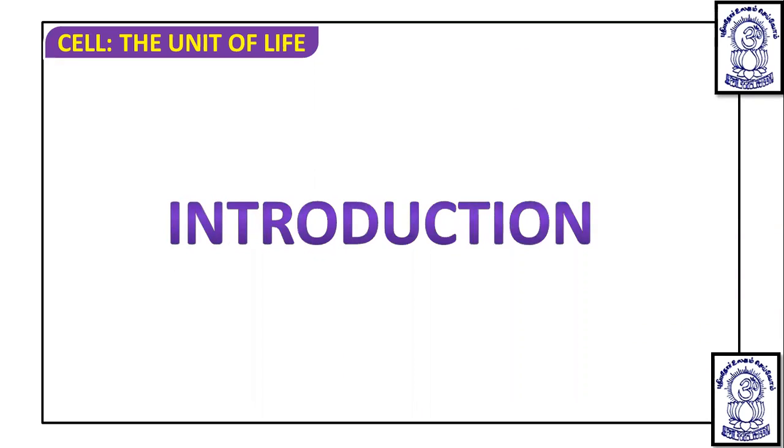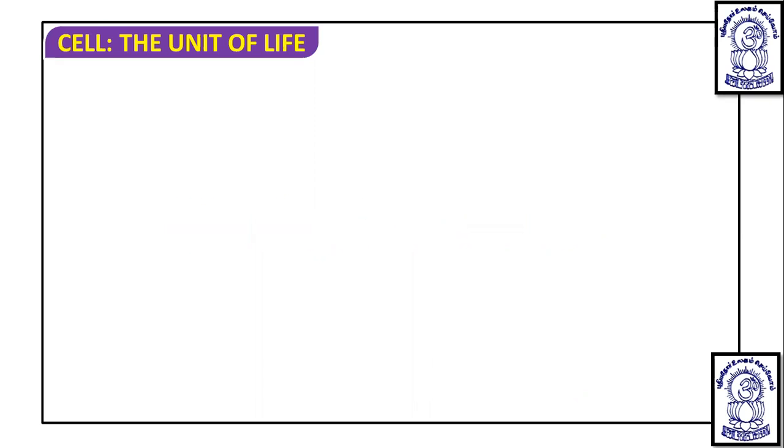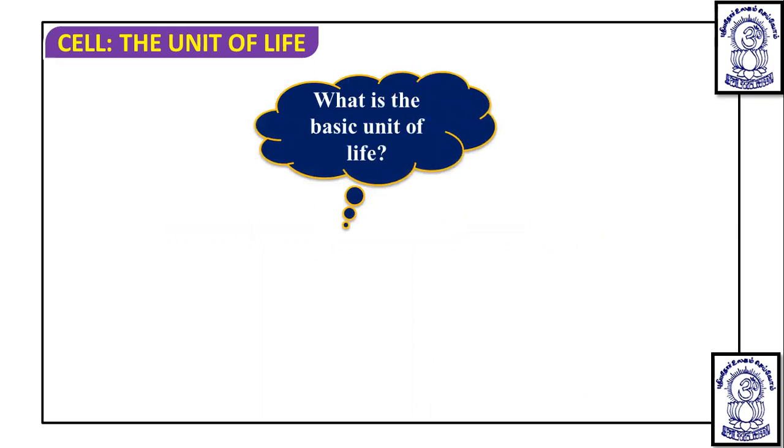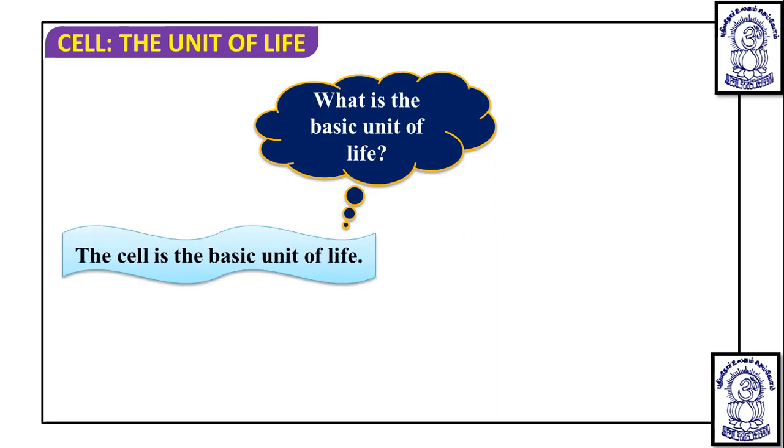We know that cell is the basic structural and functional unit of life. So the first question which we are going to discuss here is, what is the basic unit of life? Dear students, any organism, either unicellular, made up of a single cell, or multicellular, ultimately whatever reactions are responsible for the survival of this organism occur within the cell. So cell is the basic unit of life because it carries out all the necessary functions responsible for the survival of the organism as an overall body.